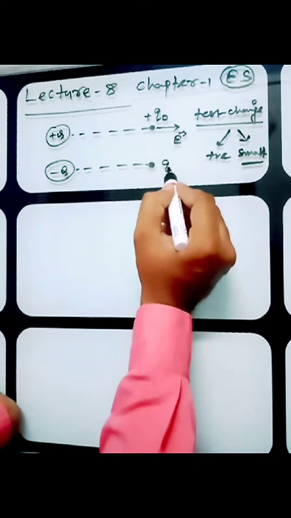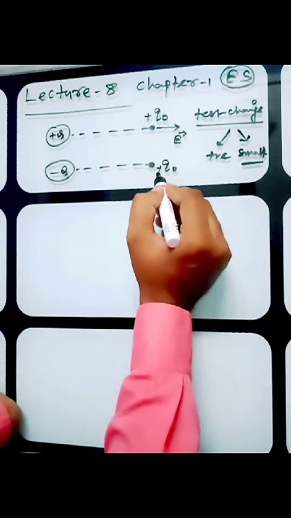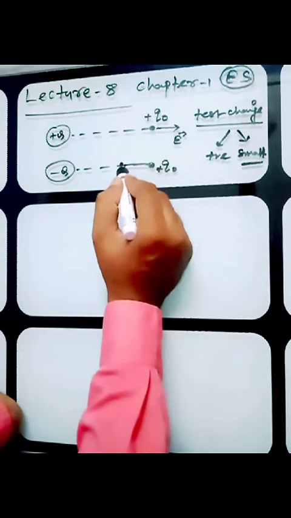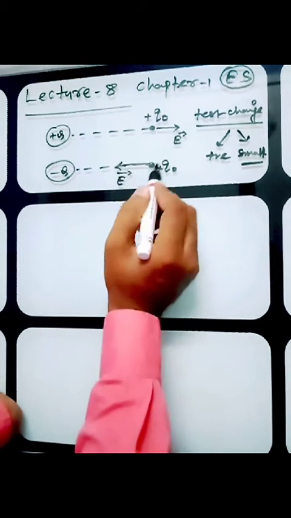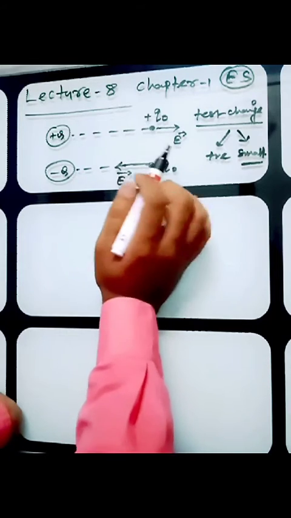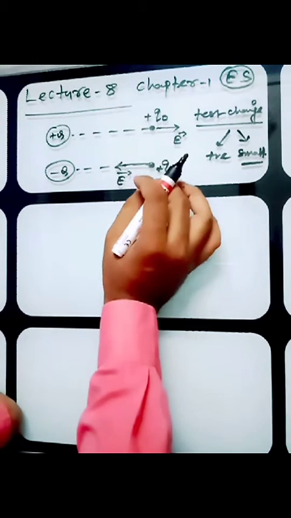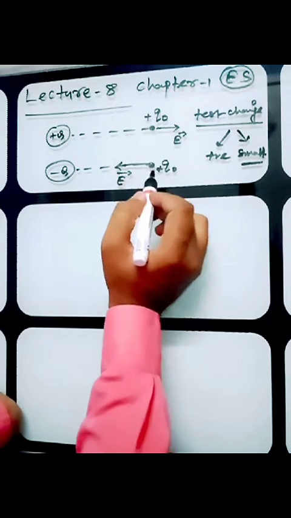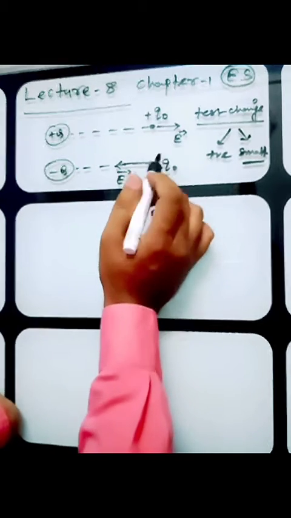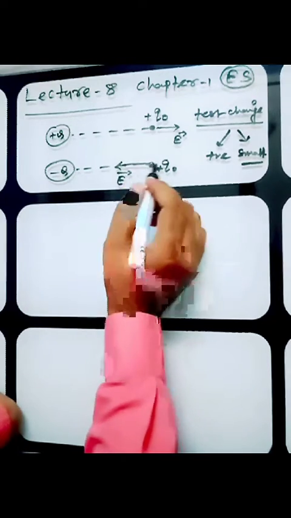Now you place the test charge again over here. What will be the direction of force? It will be towards, so this will be the direction of electric field. So to find the direction of electric field, there is a very simple method. Put a positive charge, that is the test charge, and the direction of force will give you the direction of electric field.